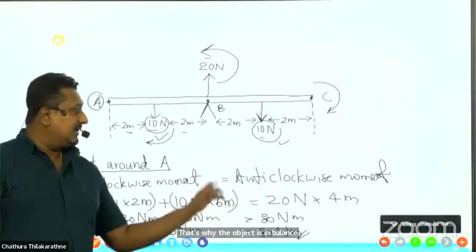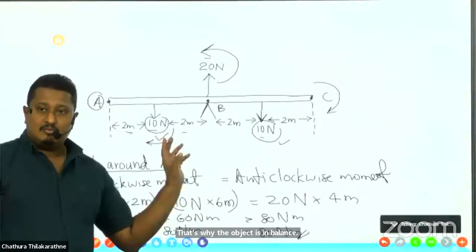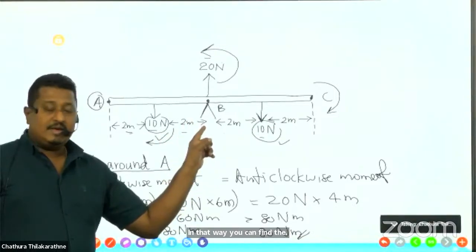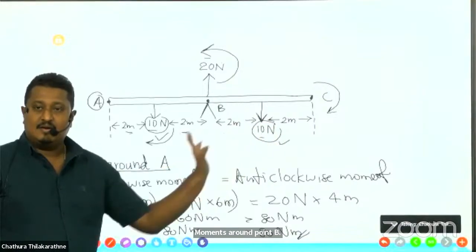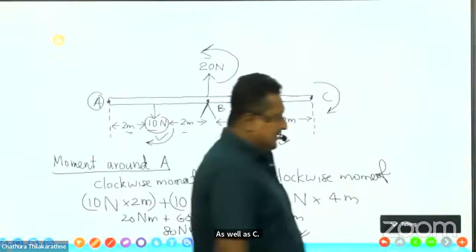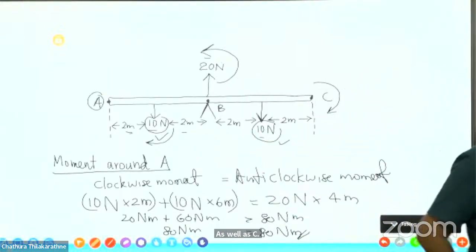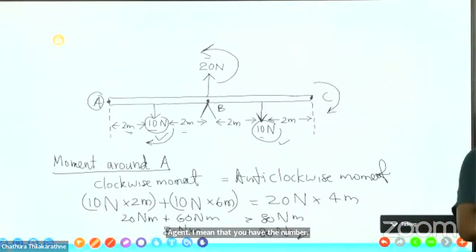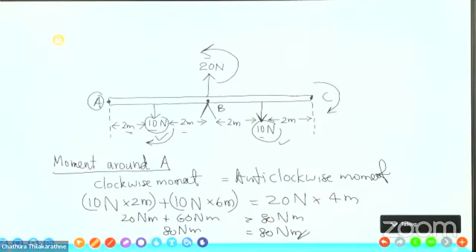In that way, you can find the moments around point B as well as C. Try to work out the other two in that way. Find the moment around B.